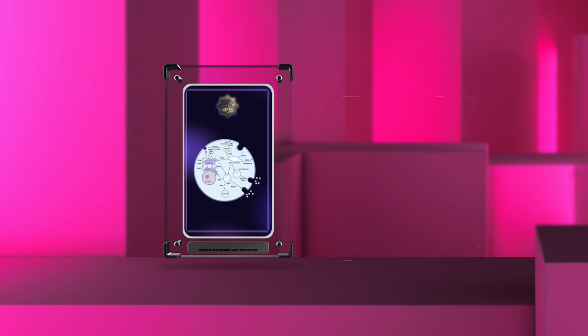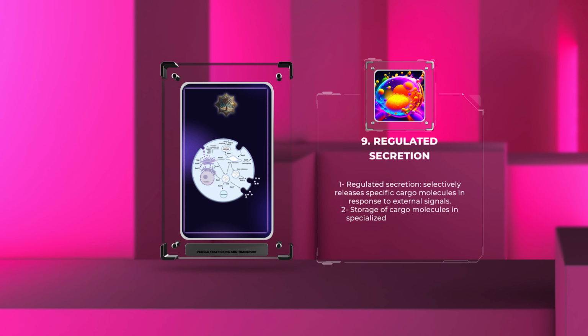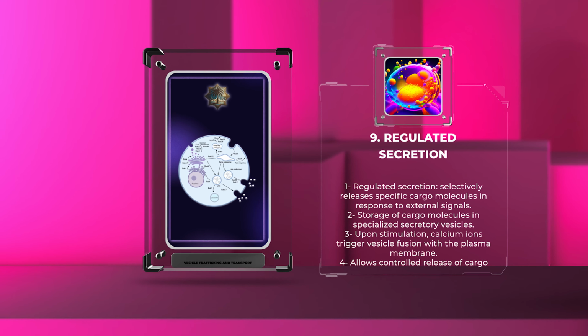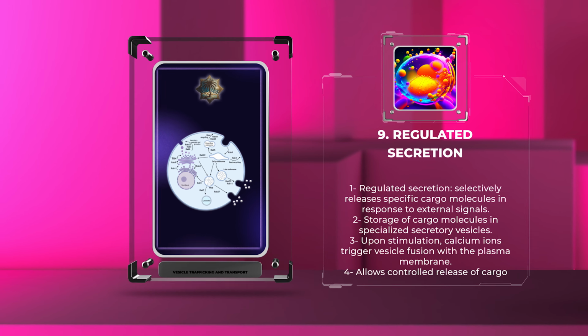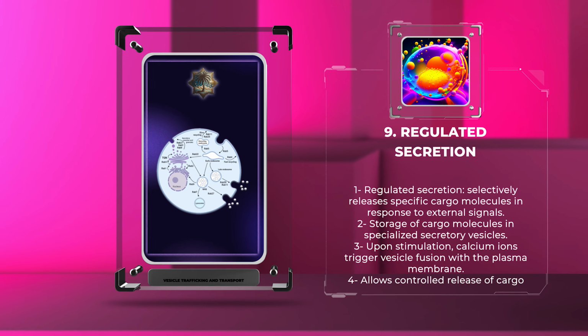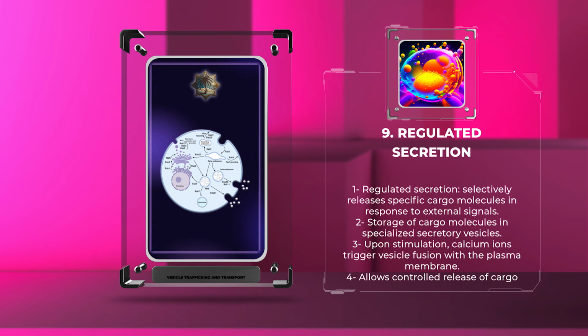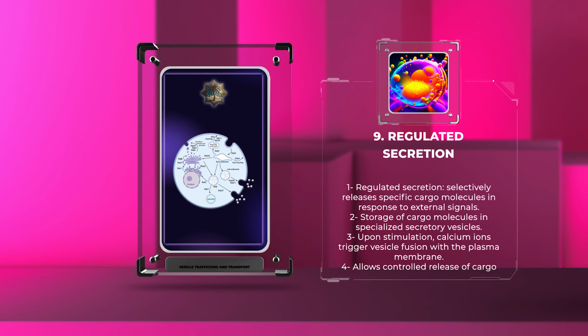Regulated secretion is a tightly regulated process that allows cells to selectively release specific cargo molecules in response to external signals. This mechanism is essential for neurotransmitter release in neurons, hormone secretion in endocrine cells, and immune responses involving cells such as mast cells and eosinophils.